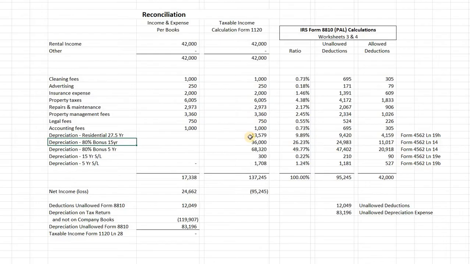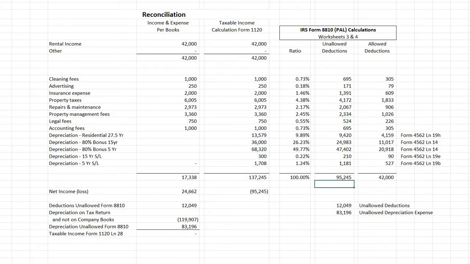Now, the reason why I separated all these out by recovery year and whether it's bonus or not is because of the 8810 worksheet. So we'll see here that our net income for income tax purposes is minus $95,000. So we have a net loss for federal tax purposes, but because it's a passive activity, we can't deduct the full amount of net loss. We have to reduce our expenses pro rata in order to account for the unallowed deductions. And so that's what this worksheet is going to be accomplishing over here. So we'll come back to this in a little bit as we start to look at the Form 1120 itself.